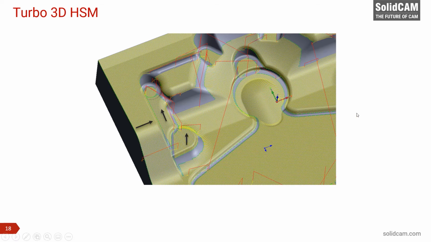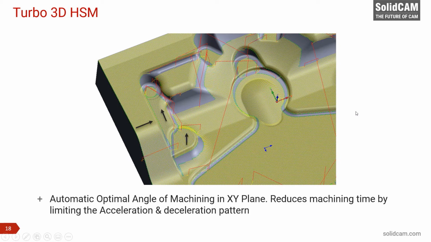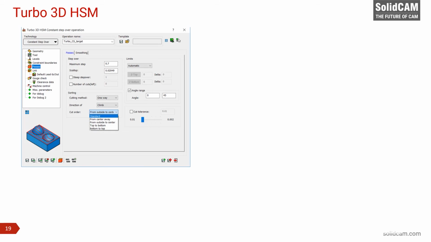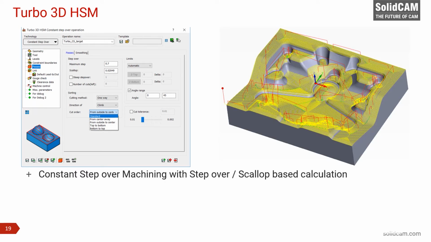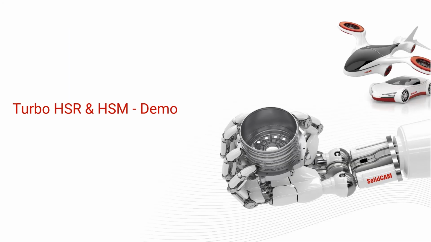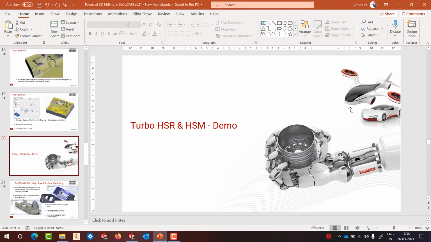And this reduces the machining time because what SolidCAM does is it tries to make the pattern to reduce the acceleration and deceleration patterns on the machine. It tries to limit it. And then we have the 3D constant step over based on the scallop or the 3D constant step over. We have 5 different cut ordering methods, and the leads and links are automatically applied. Let's look at a demo of Turbo 3D HSR.